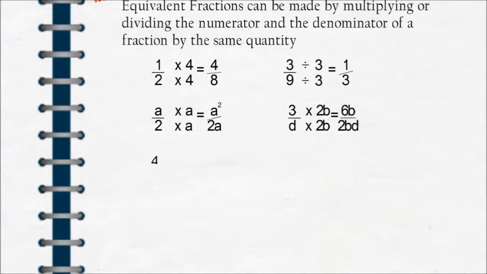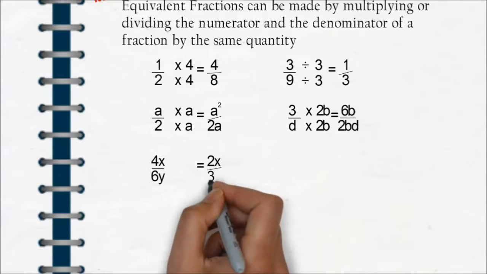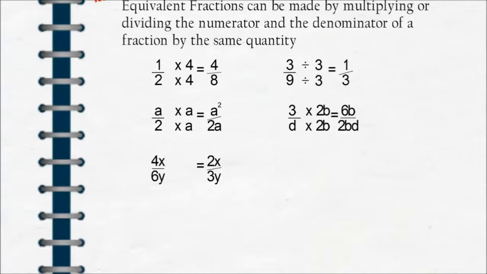Now if we have 4x over 6y equal to 2x over 3y, if we choose to divide the numerator and the denominator of 4x over 6y by 2, so we have 4x divided by 2, which is 2x, and 6y divided by 2, which is 3y.